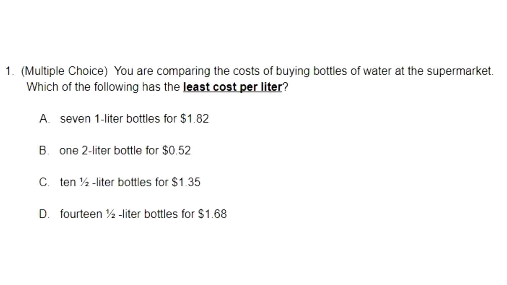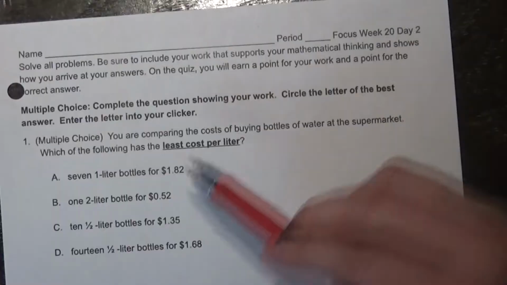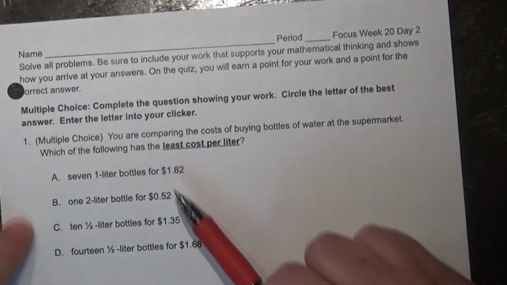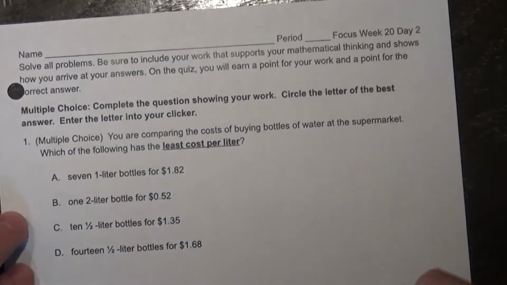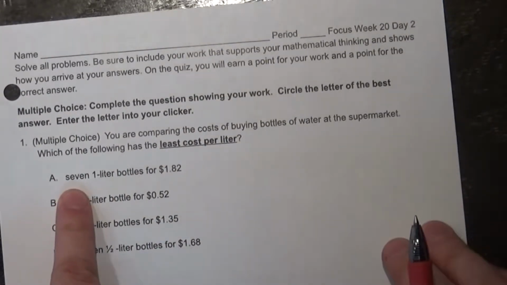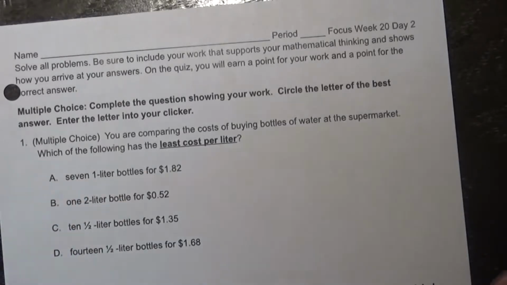Number 1 says, you are comparing the costs of buying bottles of water at the supermarket. Which of the following has the least cost per liter? In order to answer this question, I need to first figure out how many liters I'm talking about here for A, B, C, and D. I do that by just doing a simple calculation. That would be the number of bottles times the number of liters.